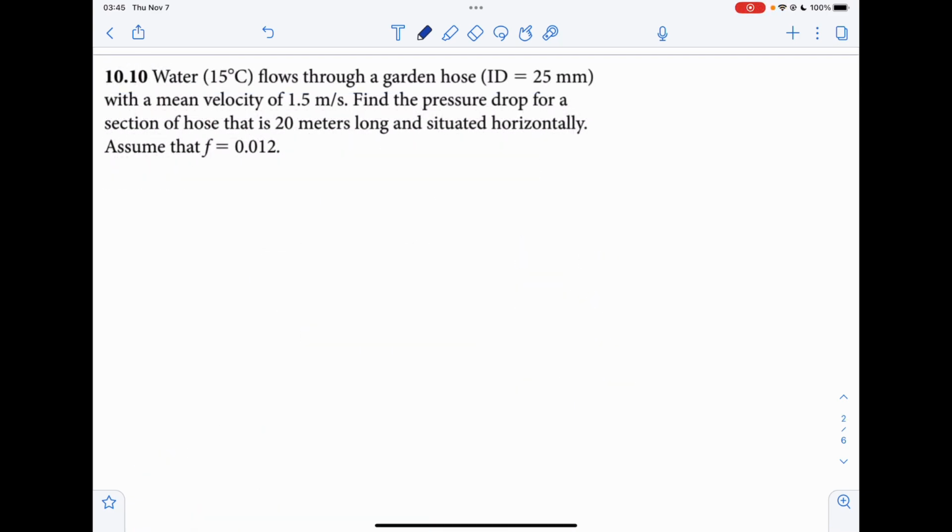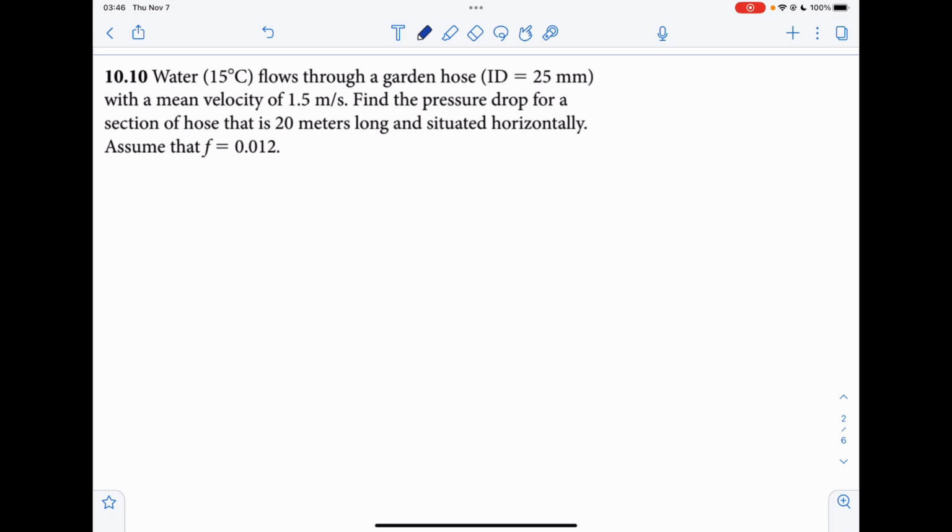Now let's look at the second problem, 10.10. Water at 15 degrees Celsius flows through a garden hose with a mean velocity of 1.5 meters per second. Find the pressure drop for a section of hose that is 20 meters long and situated horizontally. Assume that the friction factor equals 0.012.